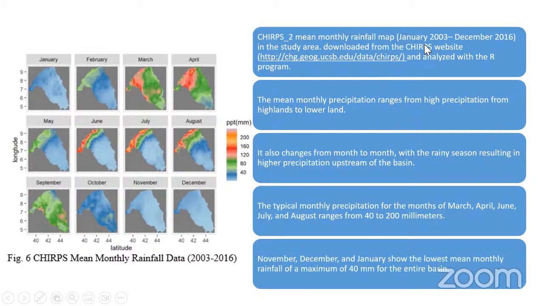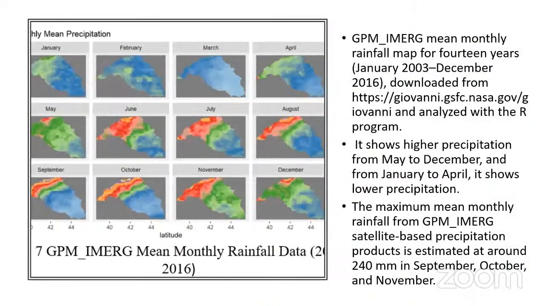So from there, we can see that the data from January 2003 to December 2016 for the study area was downloaded from this satellite, and the analysis was then done using R. Here we can see it changes from highland to lower land. The typical monthly precipitation for March to April and June is between 40 and 200 millimeters. November, December, and January, these three months, show us very low results. That's the one satellite. The other satellite is called GBM-IMERS.